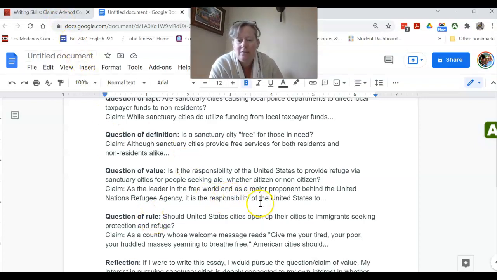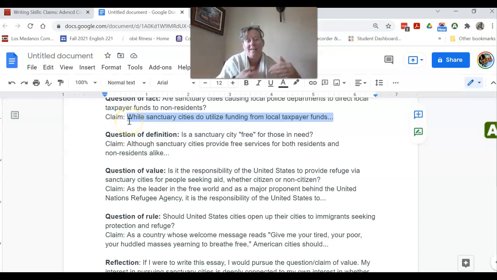So what you're going to be doing for this discussion board is I want you to draft all 4 questions, even though you're only using one for your essay. I want you to draft a question of fact with free speech and your topic. Draft a question of definition. Draft a question of value. Draft a question of rule. And then I want you to draft what you think your claim might be. It's okay if the claim is not finished, right? You can see here, in order to finish this claim, I actually need to do some research. So even if you have kind of a, here's where I think my claim might go, that's good enough for the discussion board, okay?